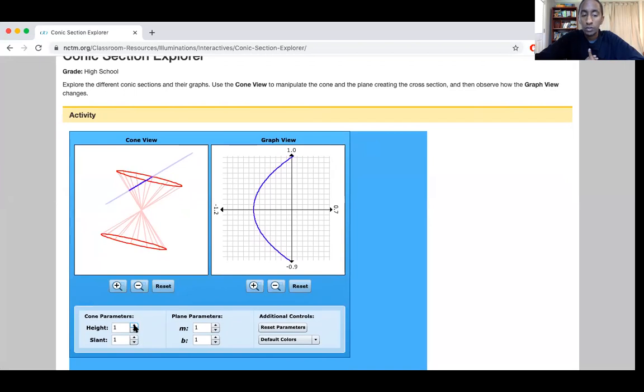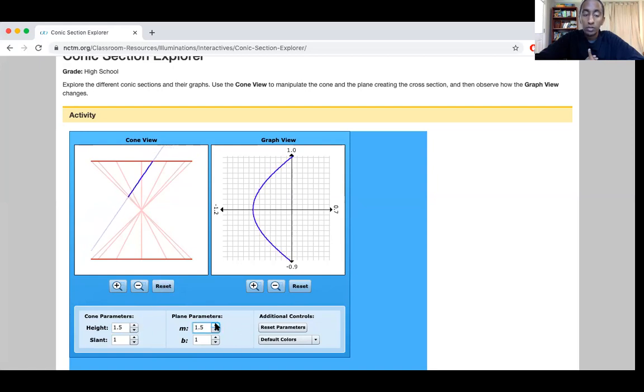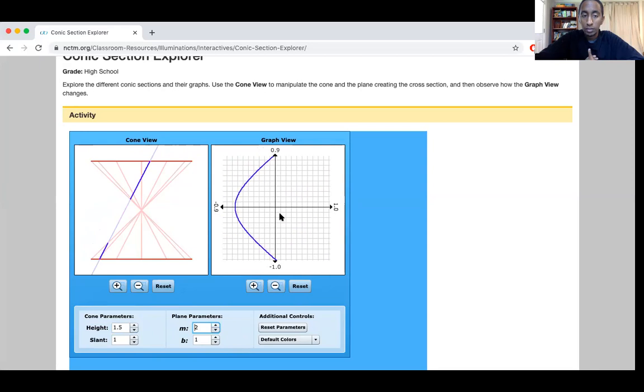If you change the height, that changes how tall the cone is. And you can click this reset button right here and it resets to the standard position. If you change this M, that changes the slope of the plane. And then you can see what's happening over here. If you change this B, that moves it up and down.